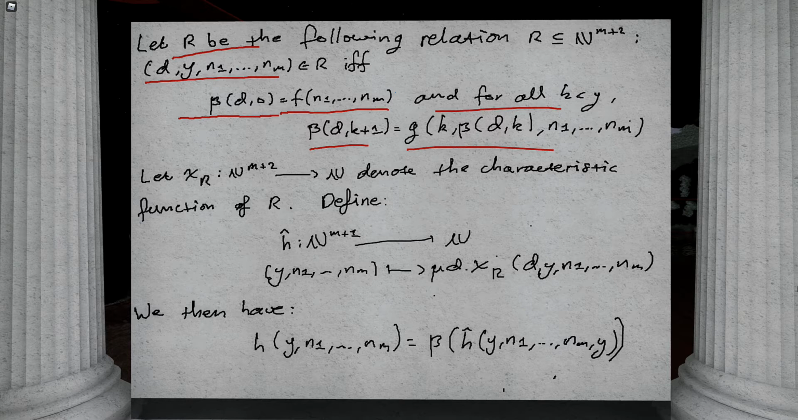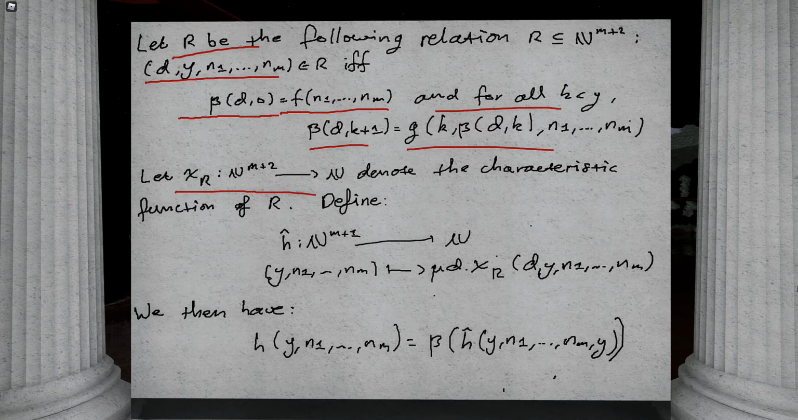The way that we think about this is: give me an input to the function h, which is n1 up to nm, and also give me a y, which is the iteration that I'm interested in. Then this tuple is an element of this relation if and only if d is an integer that represents that sequence of evaluations that I just described. So you can see that I've mimicked the definition of a primitive recursive function inside the definition of this relation. Okay, great. And once I have such a thing, I'm allowed to take the characteristic function of that.